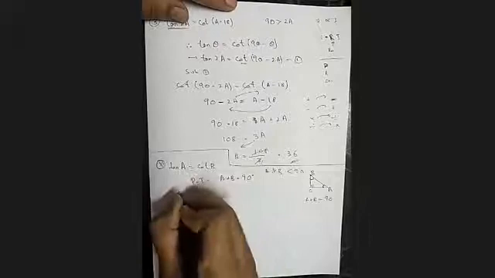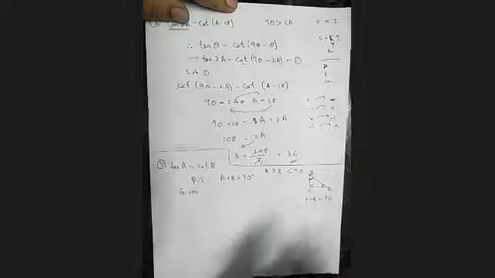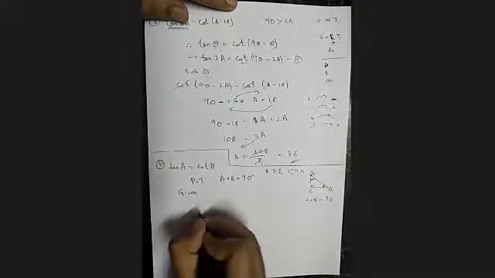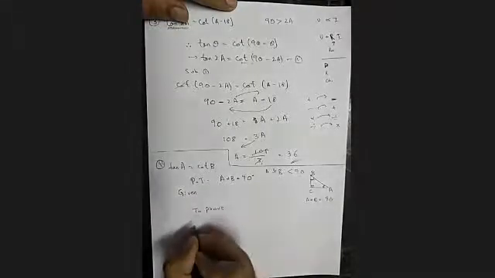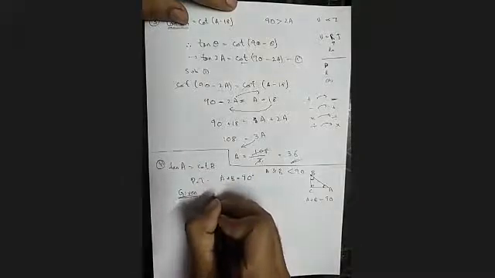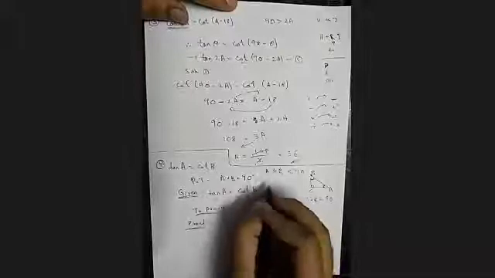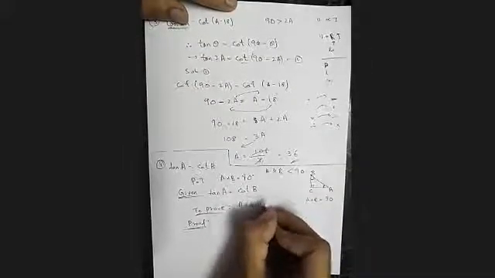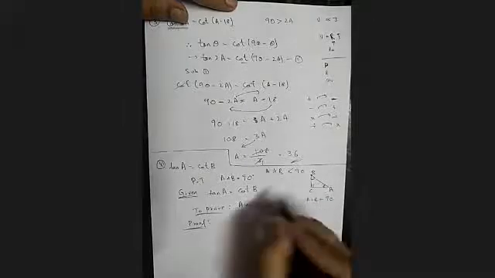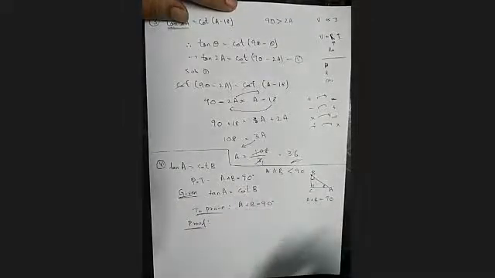So first of all, write what is given. This is the process. First, write given, to prove, then proof. Given: what is given to us? Tan A is equal to cot B. To prove: what we have to prove? A plus B is equal to 90. If you write till here, you will get 1 mark. Now we have to prove.